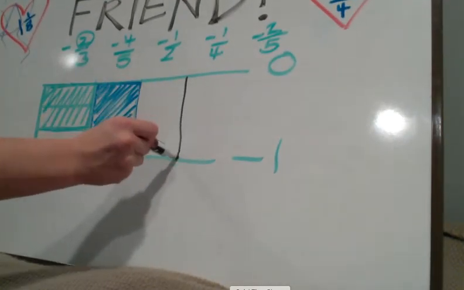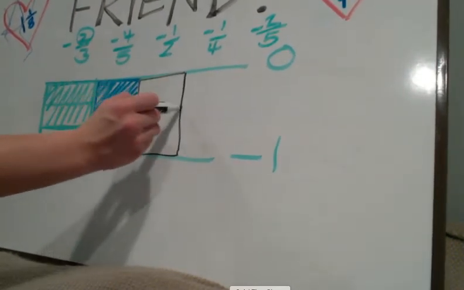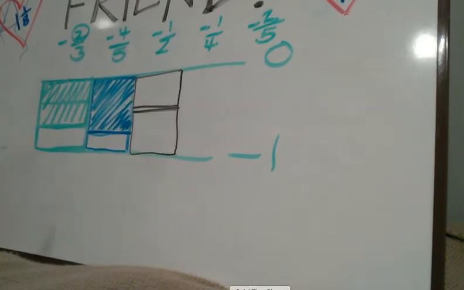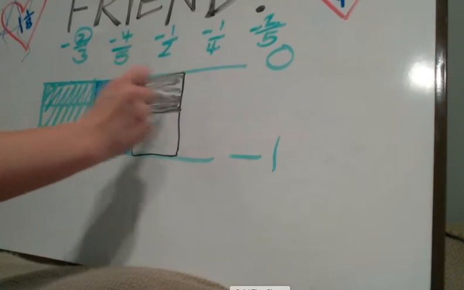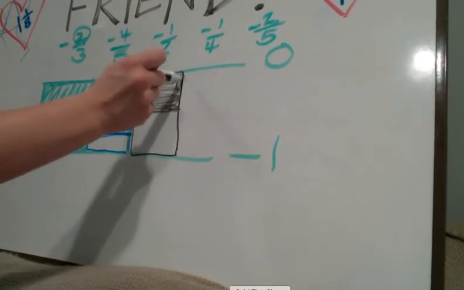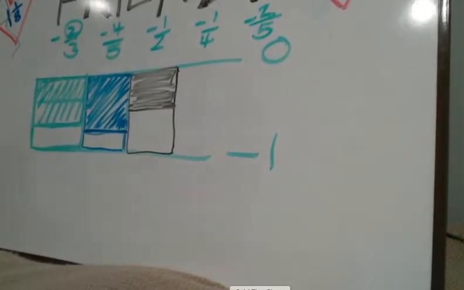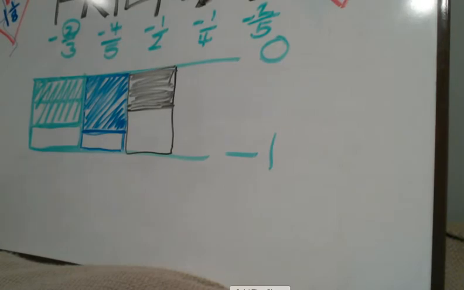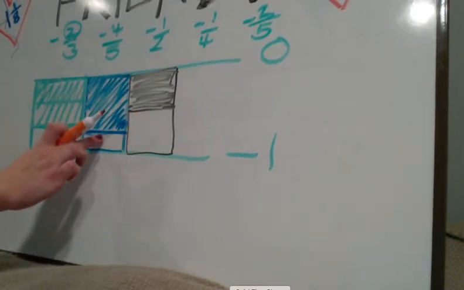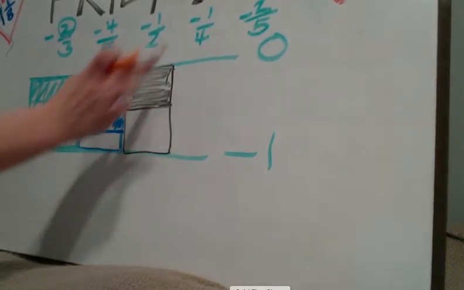-1/2. Here's one whole. I cut it in half. Ooh, that wasn't very good. I cut it in half. I shade 1 out of the 2 sections. Again, it's negative because it's going farther away from 0 toward -1. And I can tell pretty easily that so far that is closest to 0, which means it's actually the greatest so far. Whatever's farthest from 0, going toward -1, is the smallest fraction.